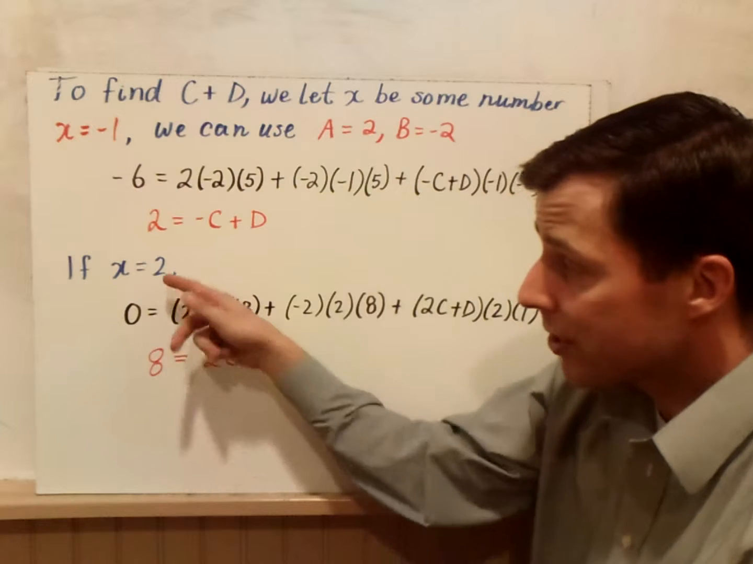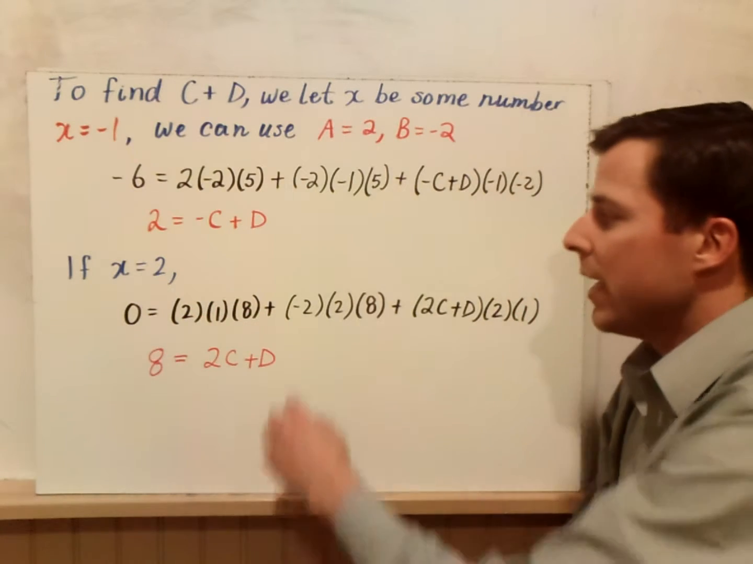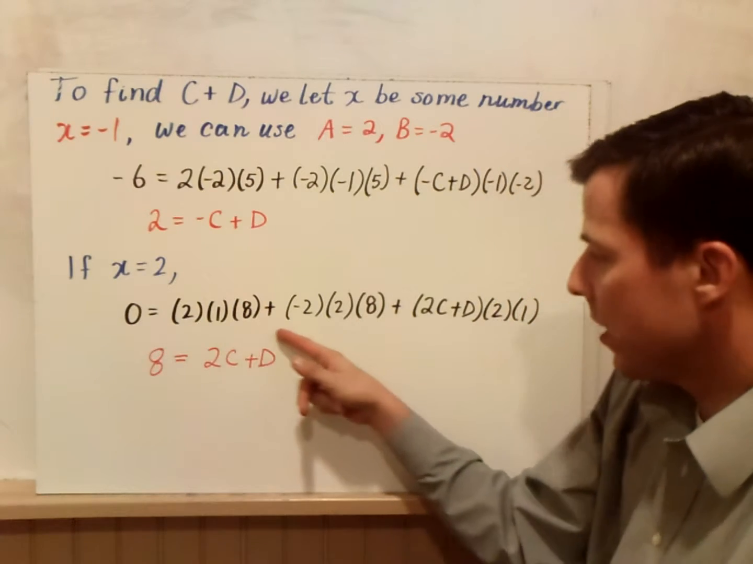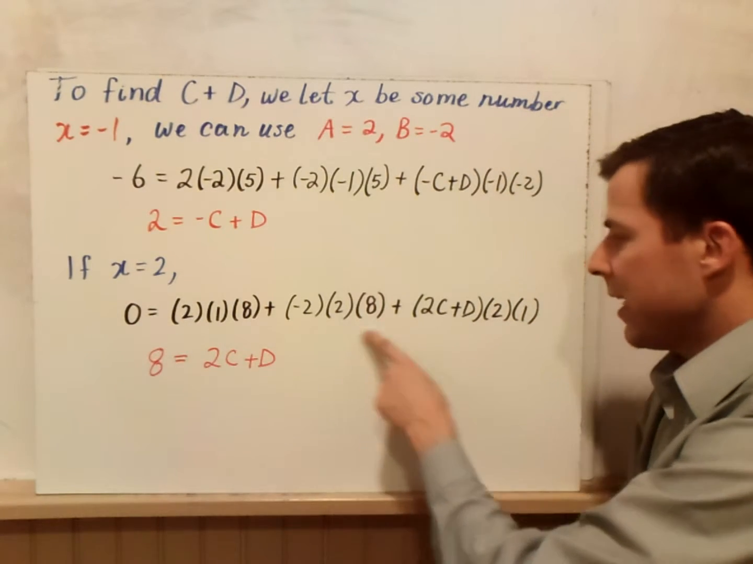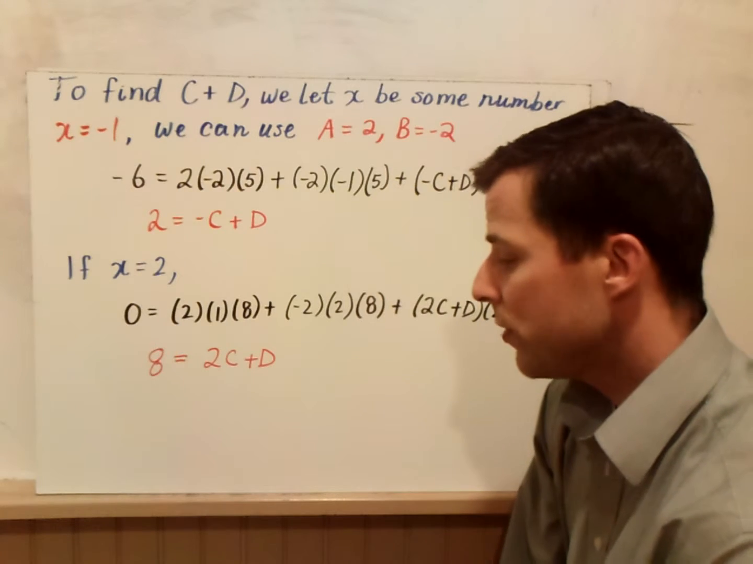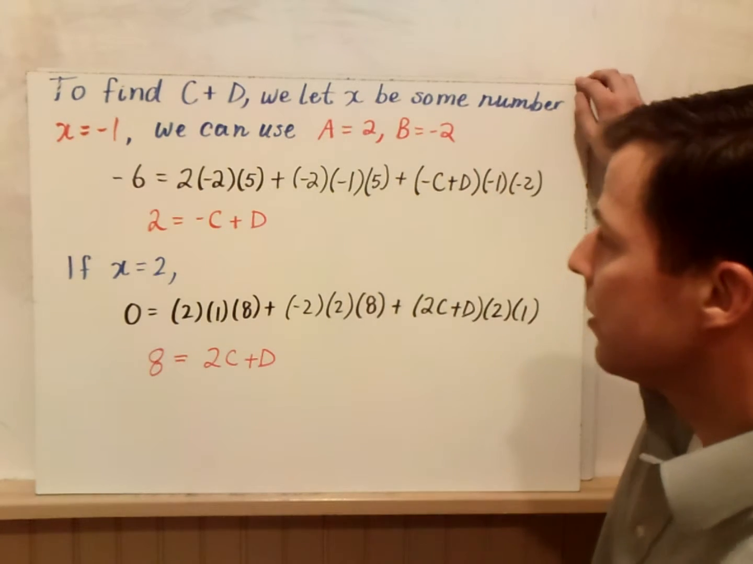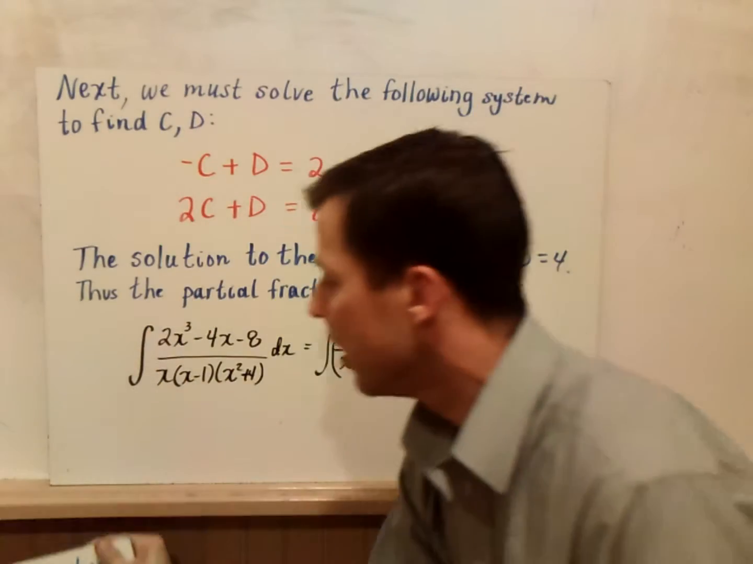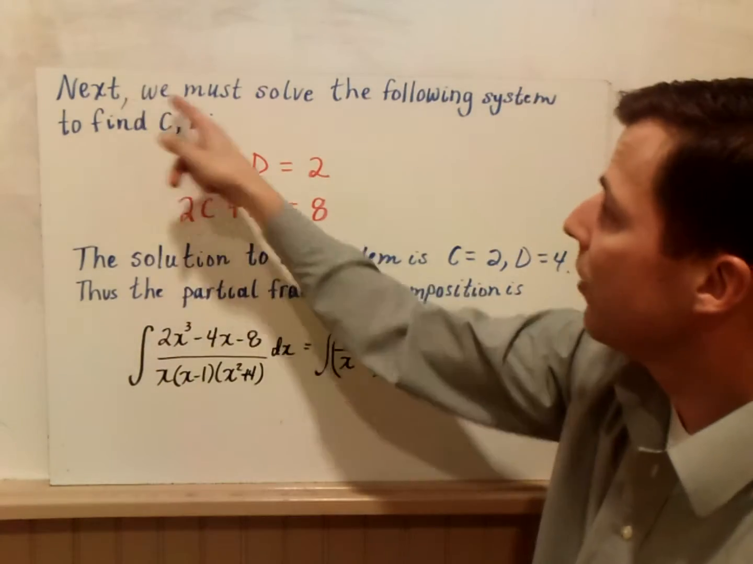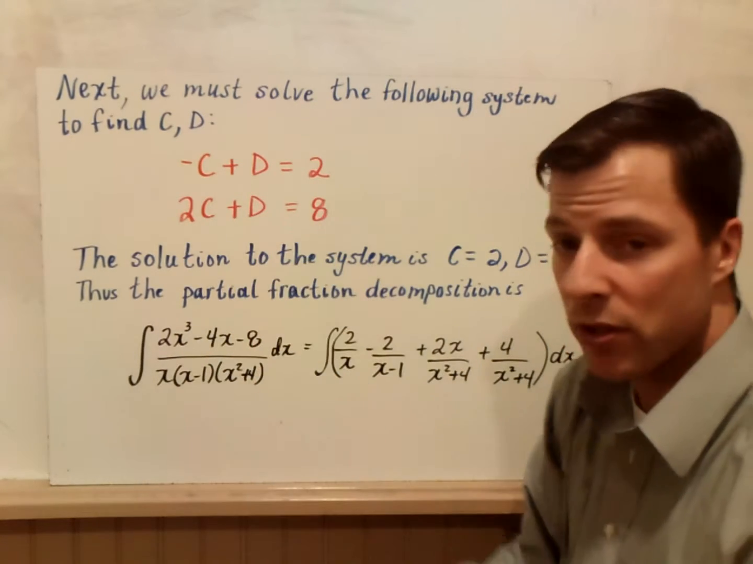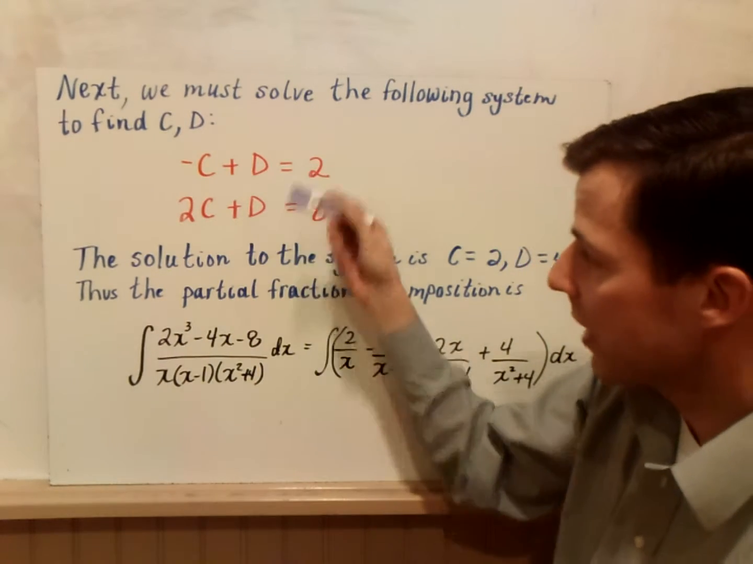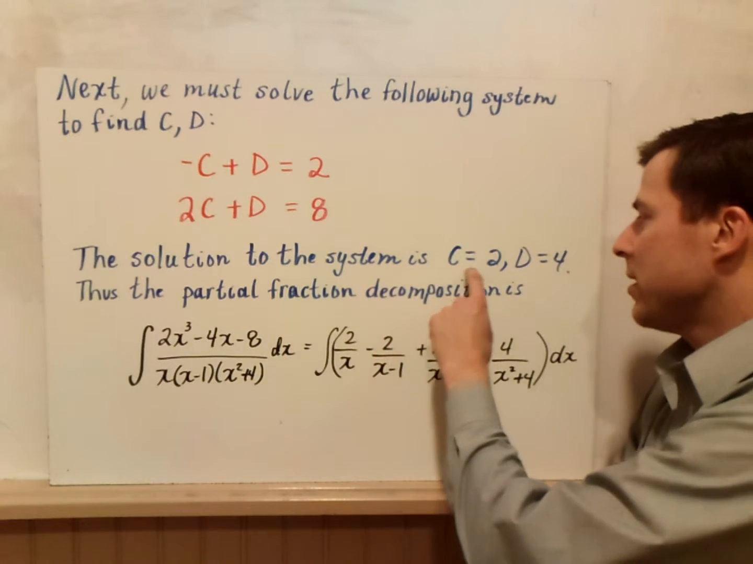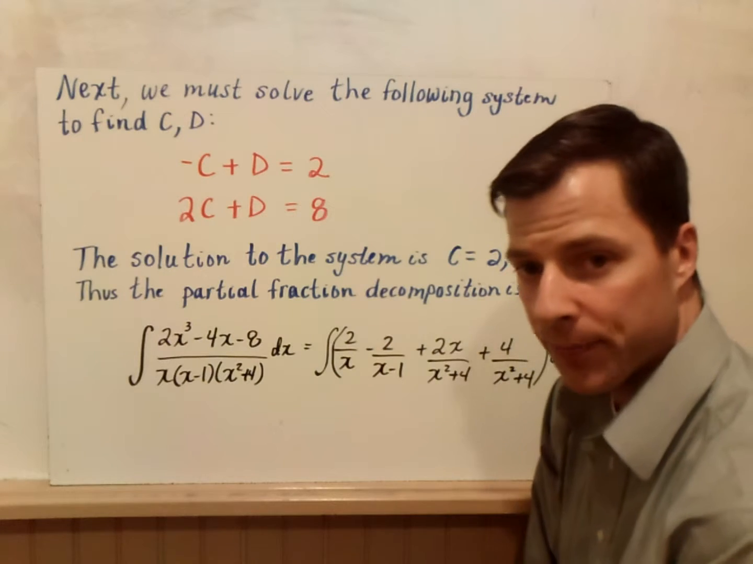I let x equal some other number, I called it 2, and I'll still let a equal 2, b equal negative 2. Here's my basic equation, and I get 8 equals 2c plus d. So now I have to solve the system between these two red equations. I'm assuming you can solve the systems. We can subtract those fairly quickly and find what c is first. The solution to the system is c equals 2 and d equals 4.